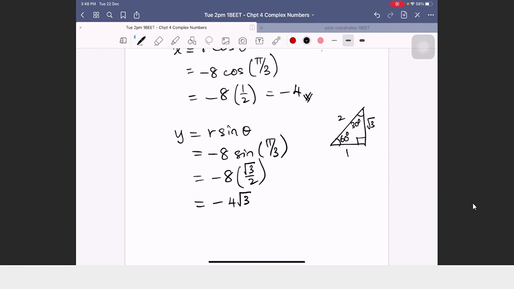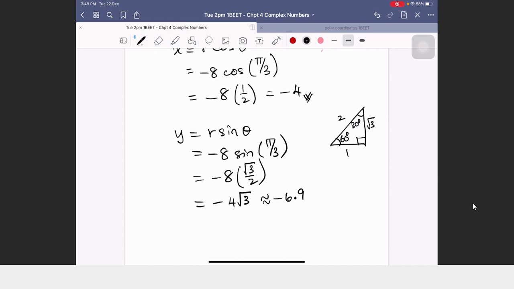What is that in terms of decimal? Bashira, what is that in terms of decimal? Minus 4 times root 3. Negative 7. In decimal, negative 4 times 6.9. 6.9, yes. 6.9 something, isn't it? Yes. Okay.